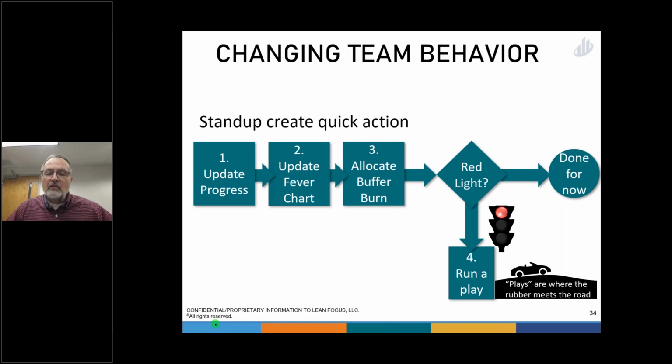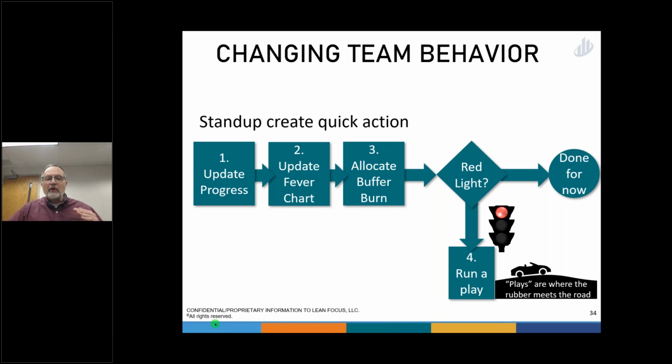And I put in here, plays are where the rubber meets the road. That's where we do something. So anytime someone brings you a new project management technique, I want you to always ask that person, how does this change what we do? Okay, it's a very pretty diagram. I like it. I can see what's going on, but how does it change what we do? This is the page that tells you how it changes what we do.